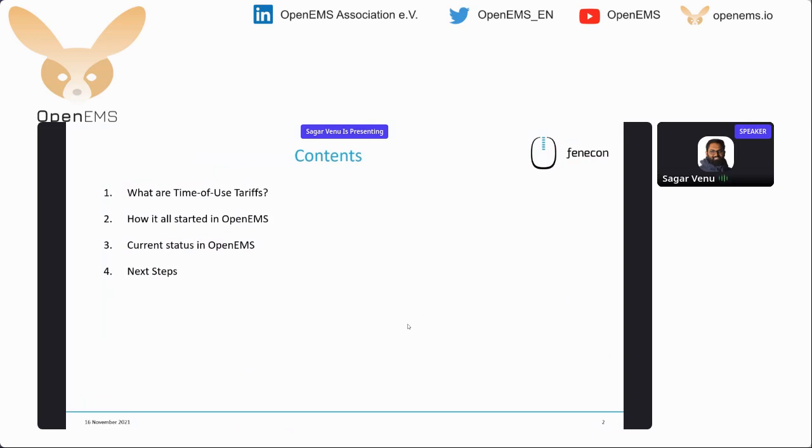I'll start with a brief overview of what exactly it is and how it all started in OpenEMS, when exactly and what the vision was, and then the current status in OpenEMS, explaining what we have implemented, with a couple of screenshots from a customer site where we have already implemented it. We'll conclude with the next steps that we are planning. There are still a lot of things that are going to happen in this controller. So yeah, let's start.